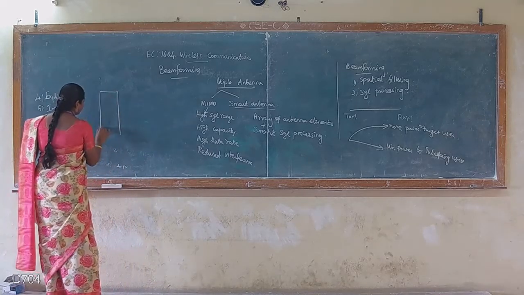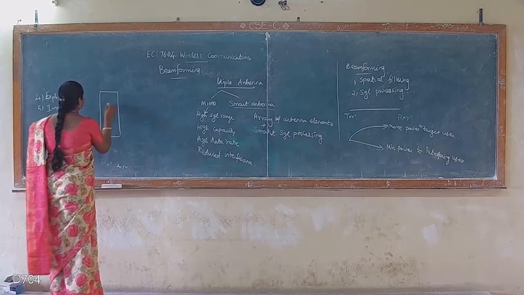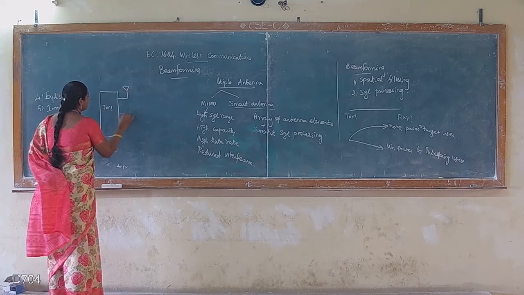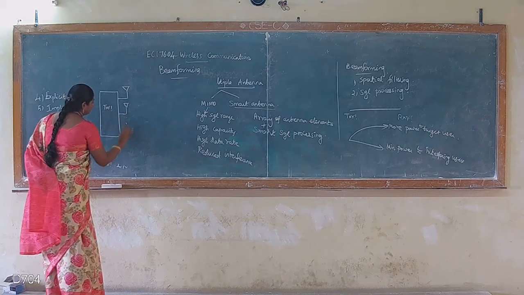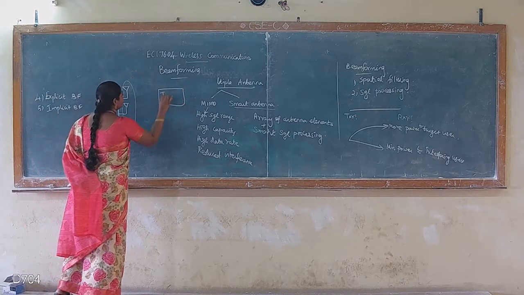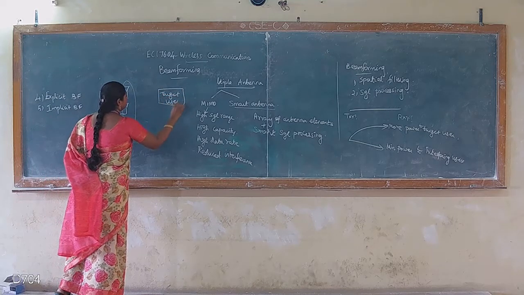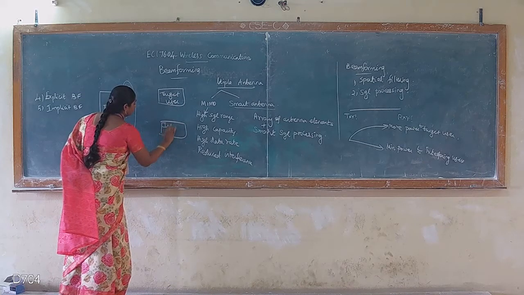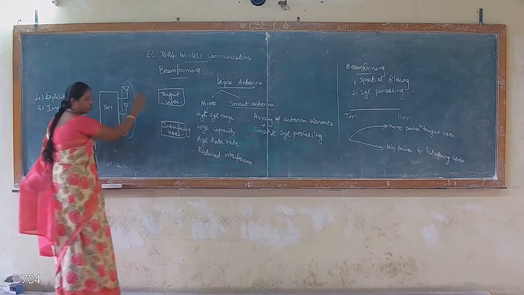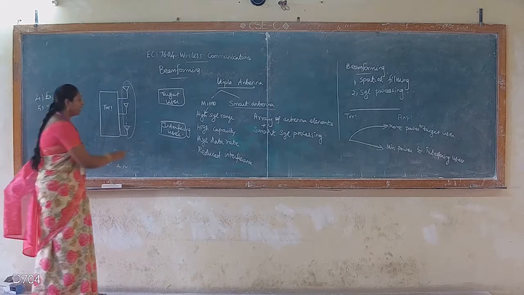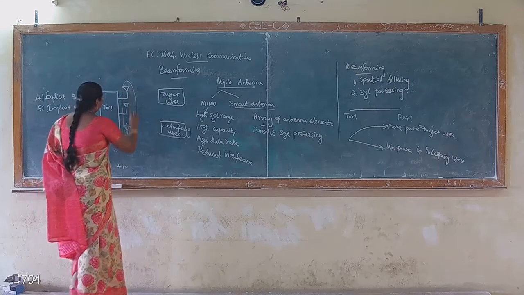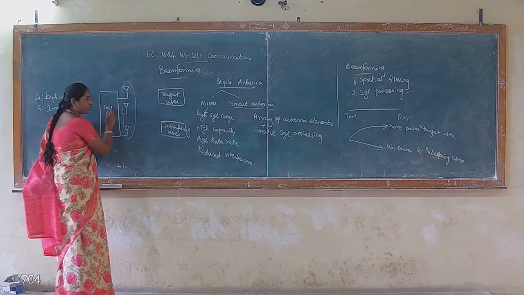So for this example, beamforming is applied at the transmitter side. This is the transmitter, which consists of a large number of antenna elements. This is the target user, and this is the interfering user. The transmitter should communicate only with the target user. The interfering user should not get any power from the transmitter. That is our aim.